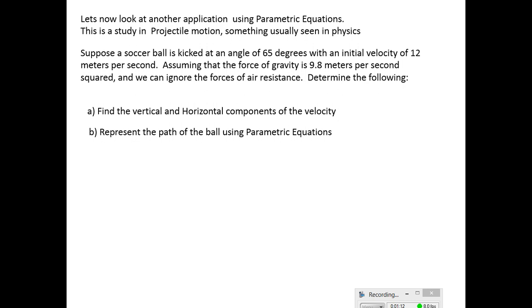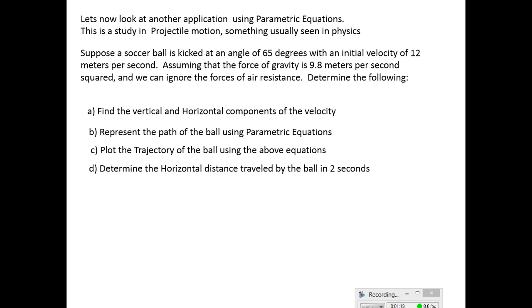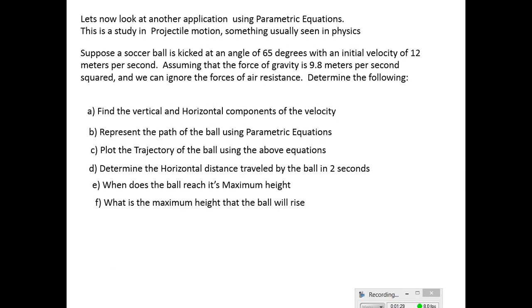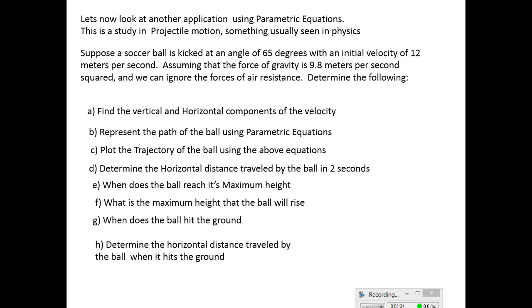Represent the path of the ball using parametric equations. I'll show you that. Plot the trajectory, or the path, of the object. Determine the horizontal distance traveled after 2 seconds. When does the ball reach its maximum height? What is the maximum height? When does the ball hit the ground? Determine the horizontal distance traveled by the ball when it hits the ground. All these questions can be answered once we get our set of parametric equations.